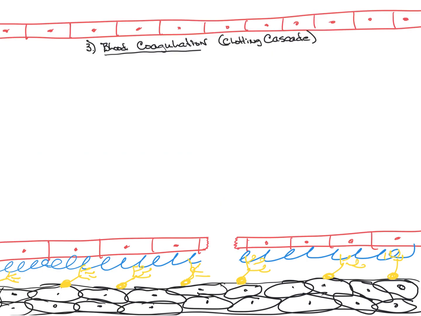Okay, so now we're going to look at step number 3. So we've gone through step number 1, in which we had the vasospasms or vasoconstriction. Step number 2 is where we had our platelet plug formed. And so now we're going to look at blood coagulation.